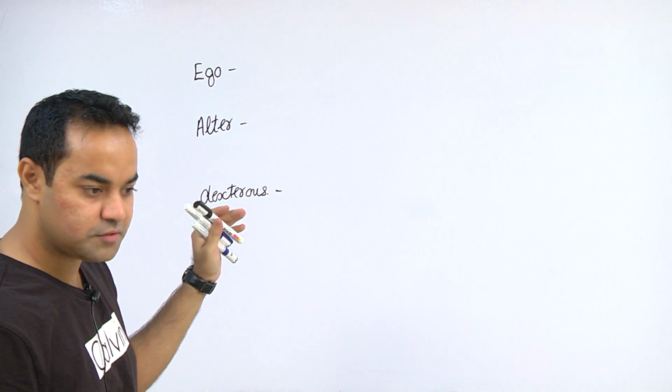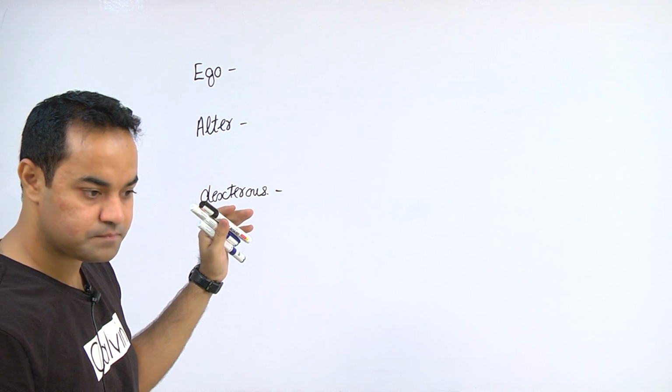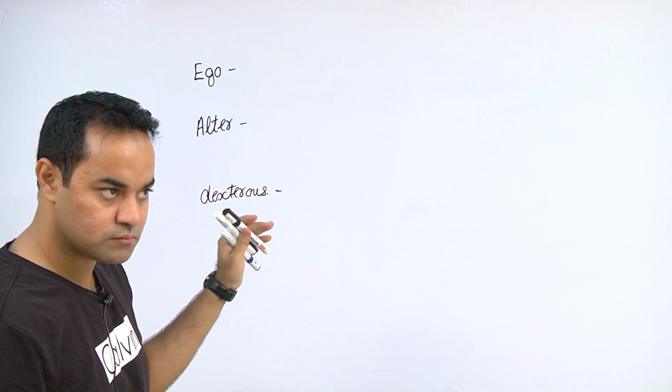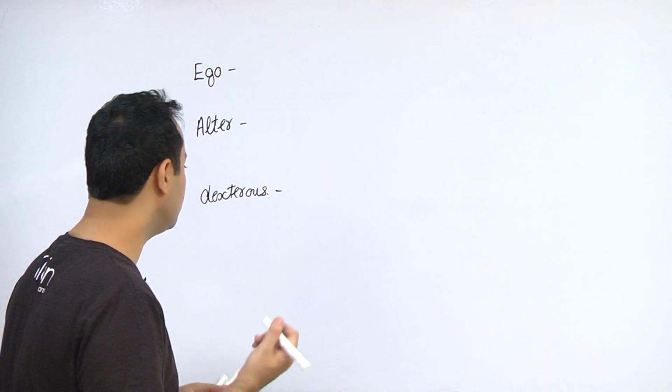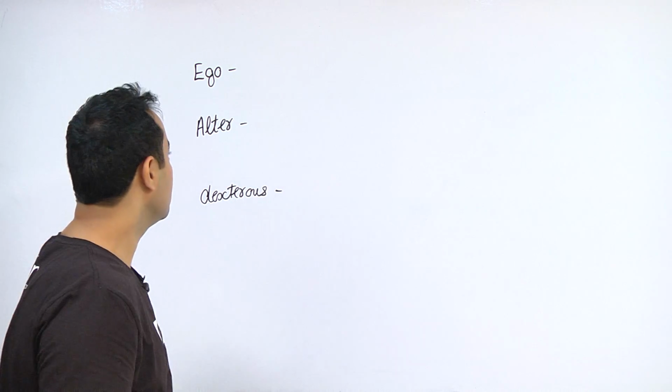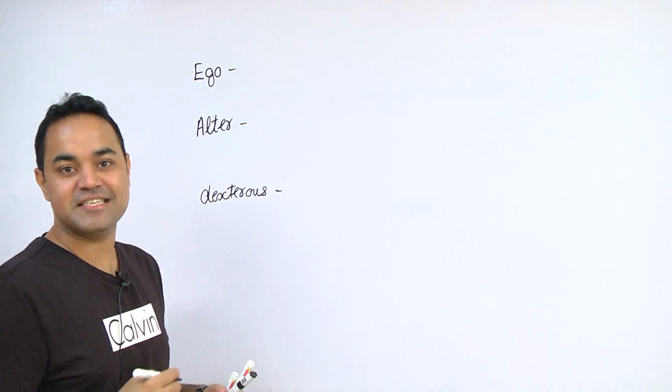alter ego है, egocentric. ठीक है, छोटा ही होगा. Let's start. Let me know when we want to start. Yeah, you can. All right, let's get started.